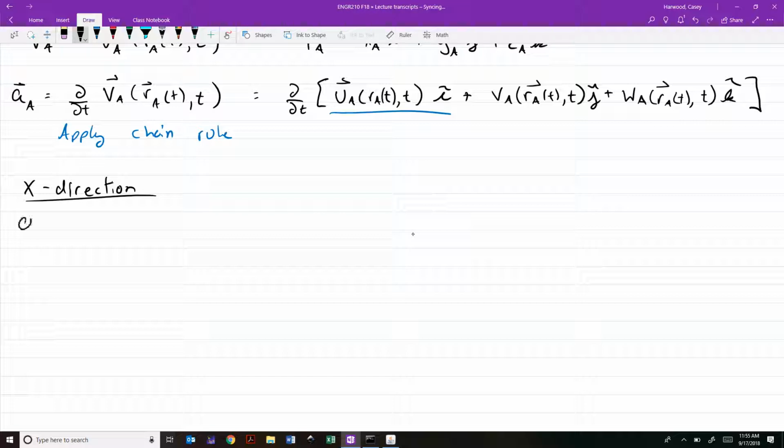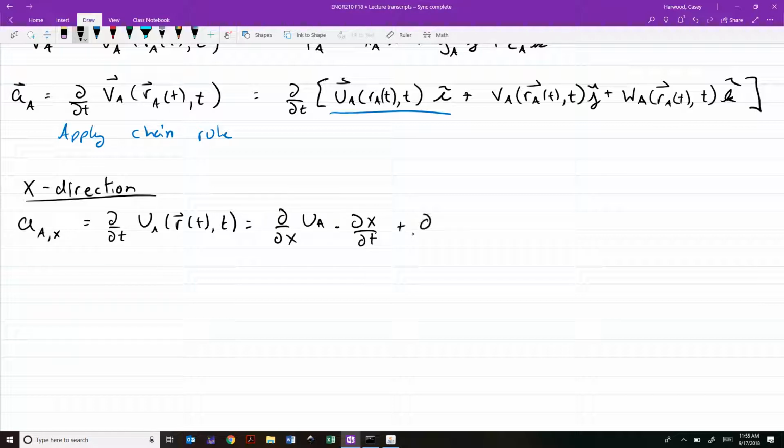So we would say that the x component is equal to d/dt of u_A(r, t), which is d/dt of u_A(x, y, z, t), which is ∂u_A/∂x times dx/dt plus ∂u_A/∂y times dy/dt plus ∂u_A/∂z times dz/dt.